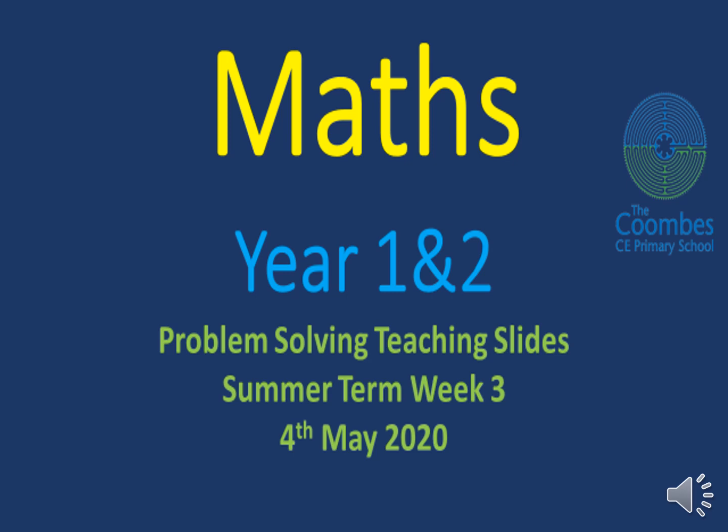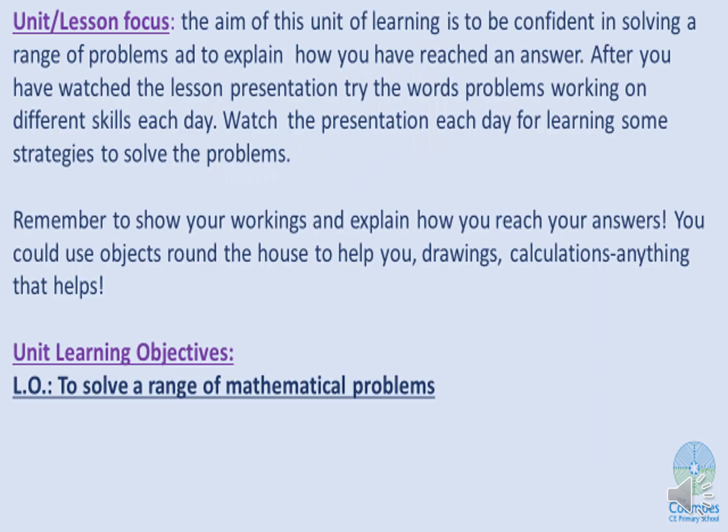So this week we are going to be looking at problem solving. The aim of the unit of learning is to be confident in solving a range of problems and to explain how you have reached an answer. After you have watched the lesson presentation for each day, try the word problems, working on some different skills each day. I want you to remember to try and show your workings and explain how you reach your answers. You can use objects around the house to help you, drawings, calculations, anything at all that helps you. And the main unit and the outcome of this is to be able to solve a range of problems.